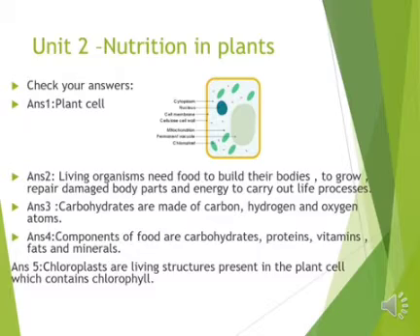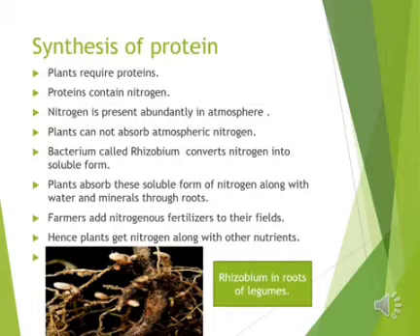And the answer for question 5, chloroplasts are living structures present in the plant cell which contain chlorophyll. So till now we have seen how plants make carbohydrates. Now we know that some foods that we eat contain a lot of proteins. Now how do you think plants synthesize proteins?